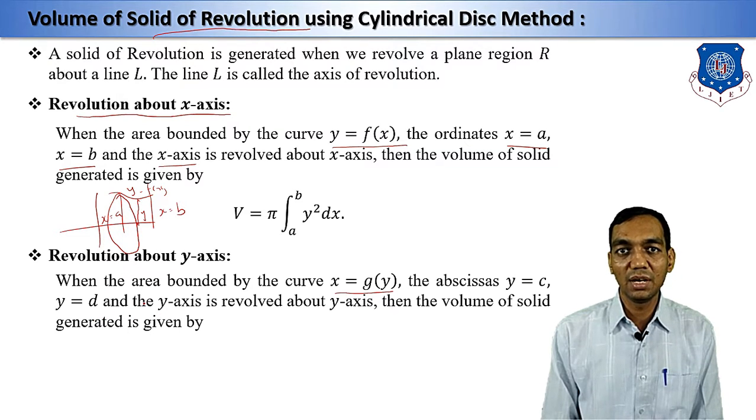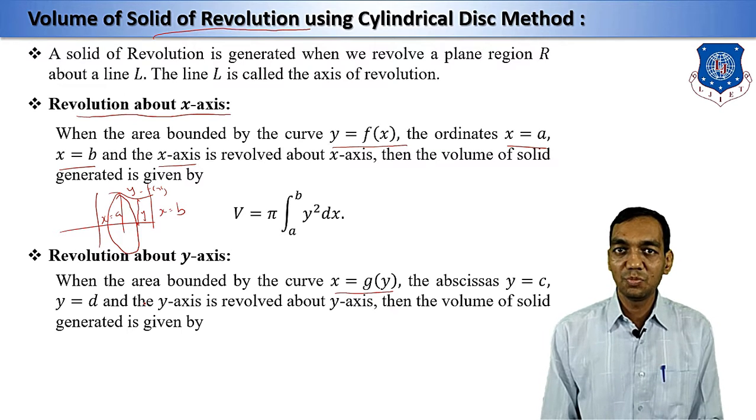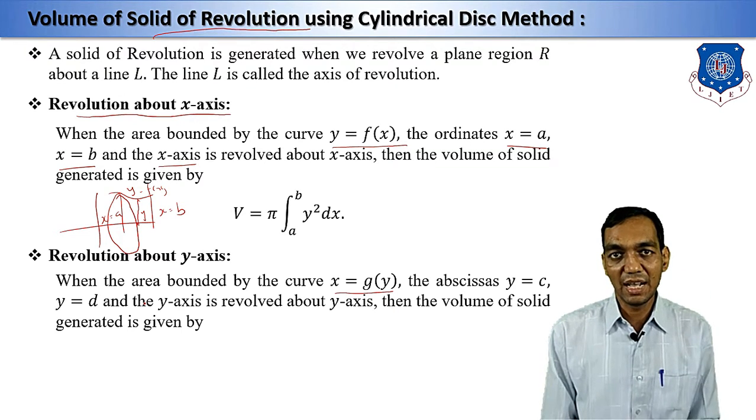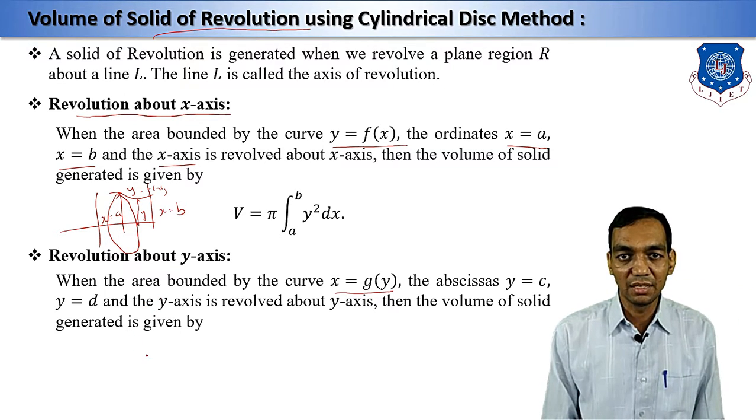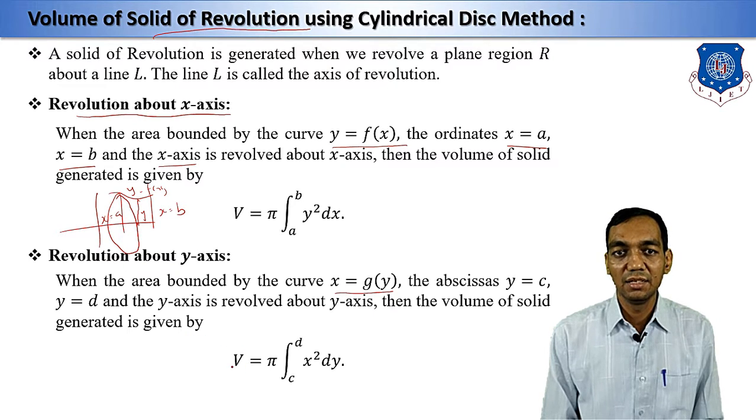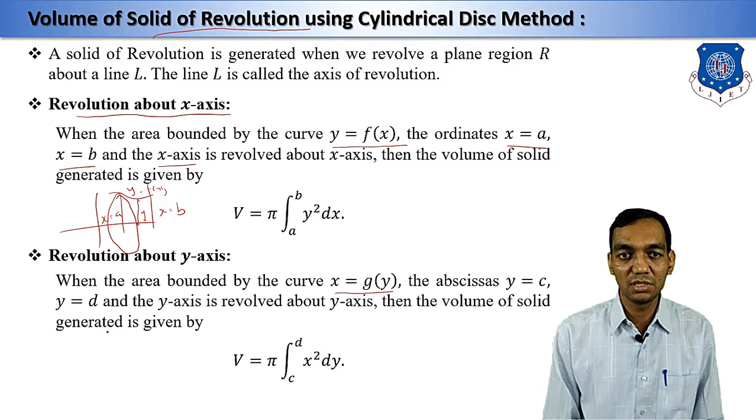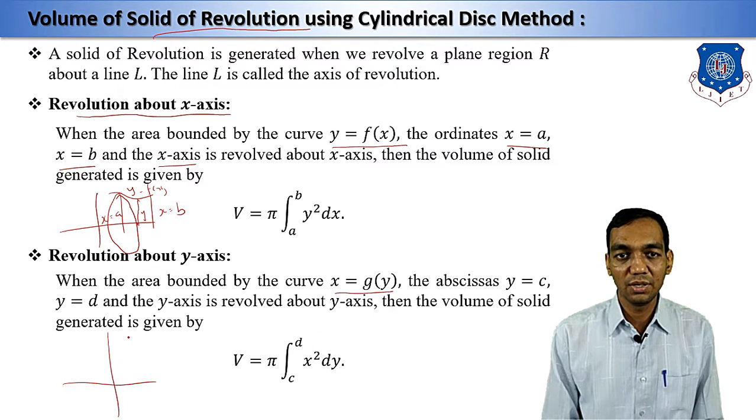Then that means you have 2 lines parallel to the x-axis, y is equal to c and y is equal to d. Then the volume is given by V is equal to pi integration from c to d x square dy. That means if you are rotating about the y-axis, suppose I am going to draw here one curve. This curve is given and you have these 2 lines. This is the y is equal to c line. This line is the y is equal to d line.